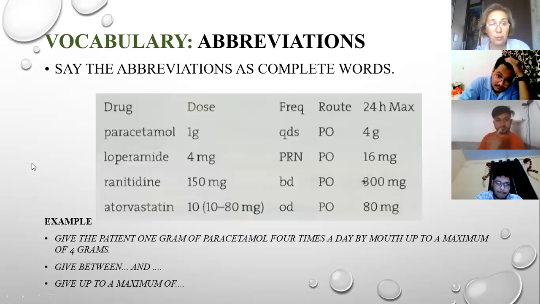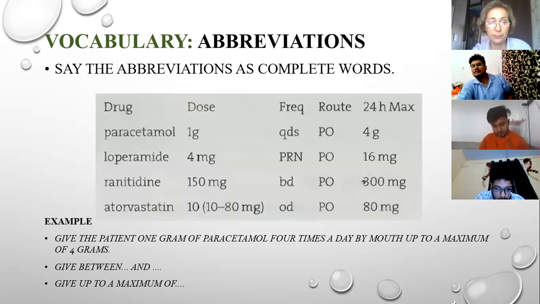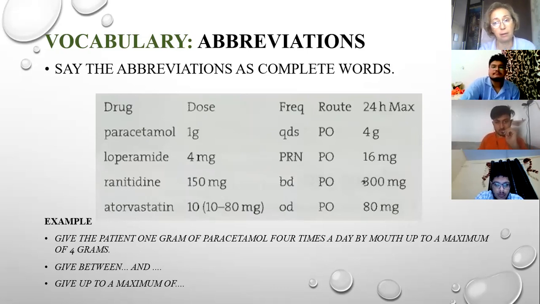And now there's one more exercise on the same topic connected with abbreviations. We should say what is written in the chart. We should say it in full sentences. As you see in the chart, we can see the column about the name of the drug: paracetamol, loperamide, ranitidine, atorvastatin. Then there is information about the dose. Then the next column is how frequently it should be taken. Then the route of administration, and the maximum dose per day is in the last column.